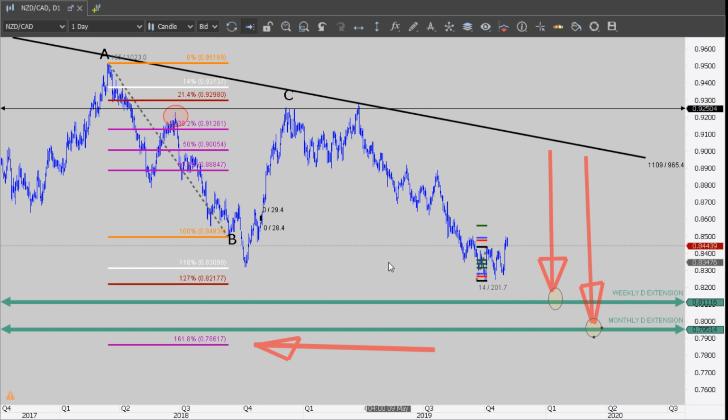Should you profit take at the weekly D extension? Should you profit take at the monthly D extension? Or should you profit take down here at the daily D extension? What do you think?